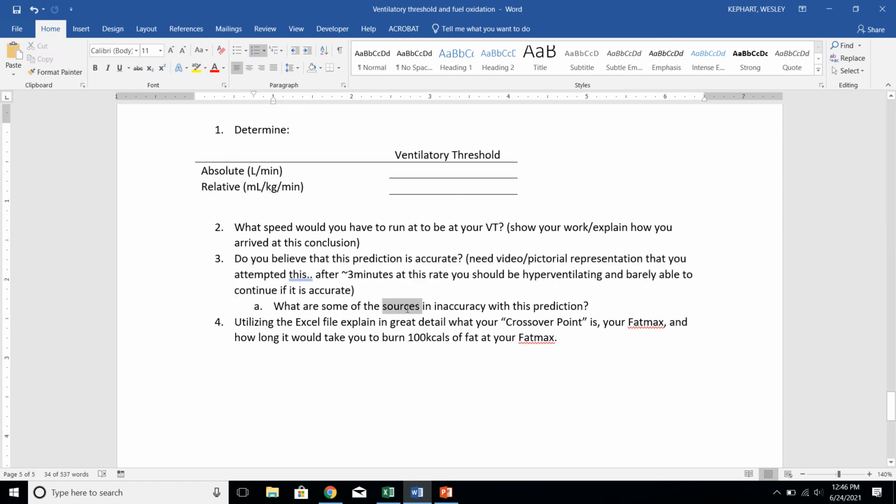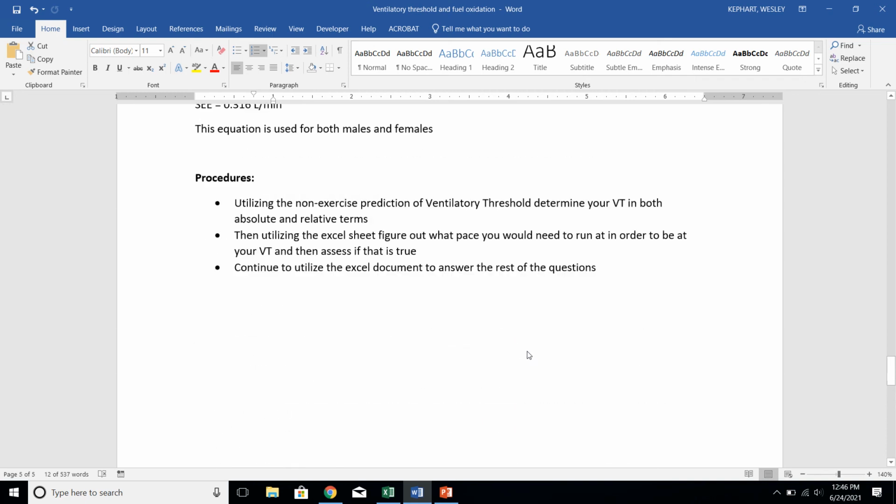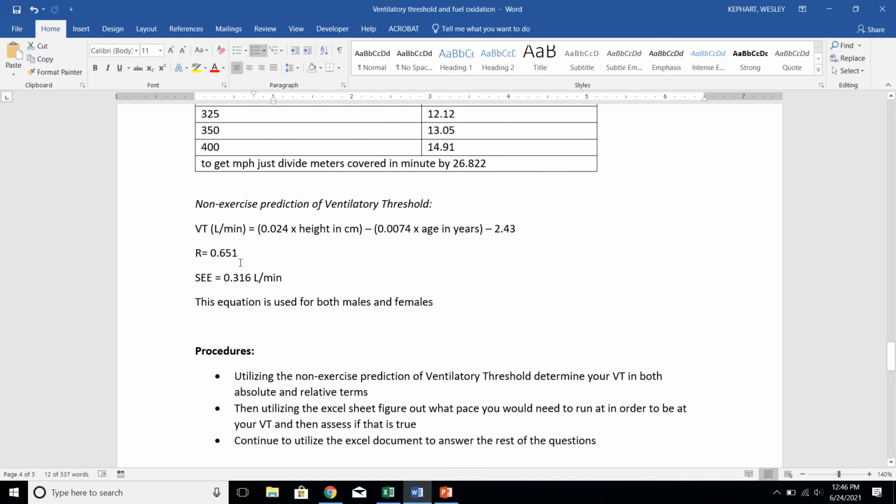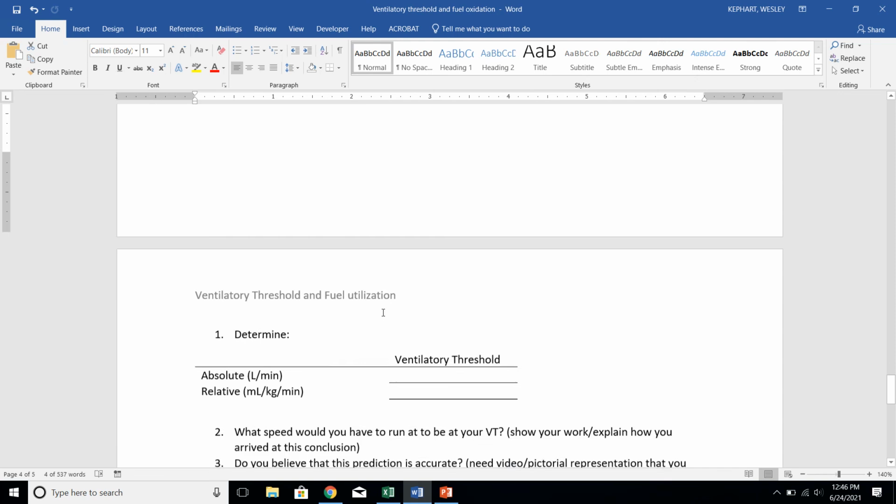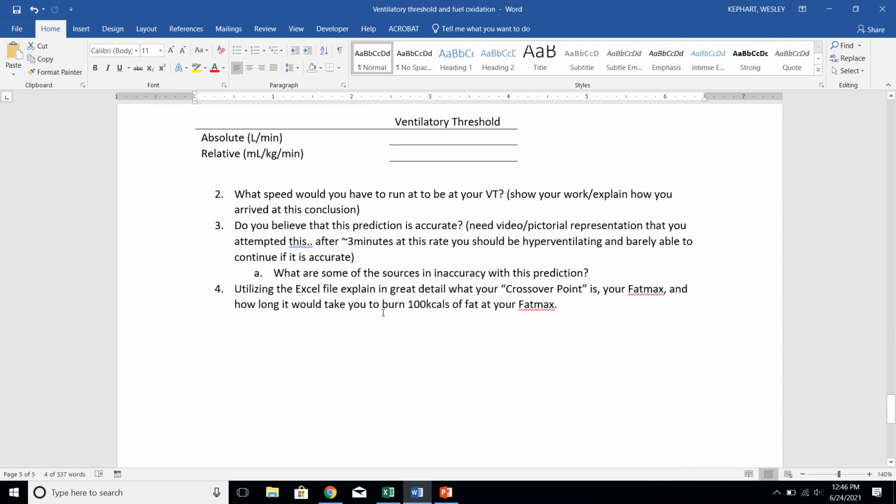And here, think about places where there could be inaccuracy in this prediction. I mean, this correlation is only like a 0.6, and a 1 correlation would be perfect. So this is saying that it's generally off by a third of a liter of oxygen per minute, which is a fair bit actually. Next couple of things. This right here, you're going to have to write quite a bit on. So utilizing the Excel file, explain in great detail what your crossover point is.